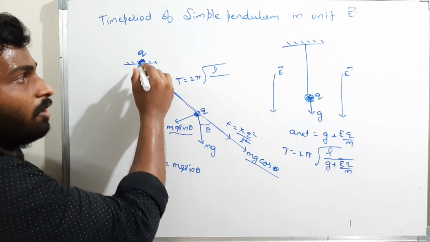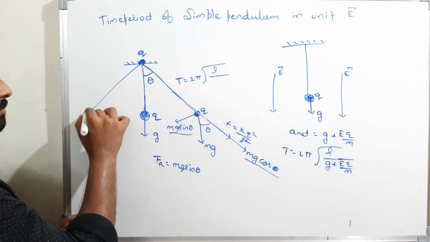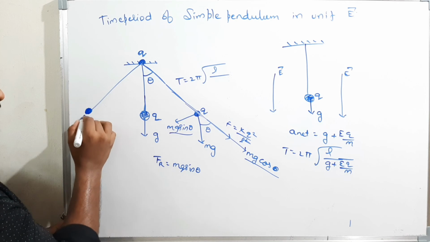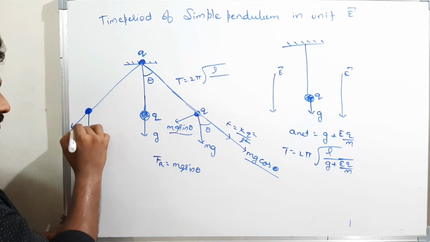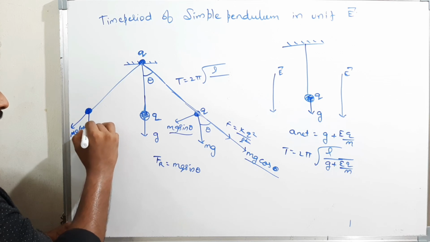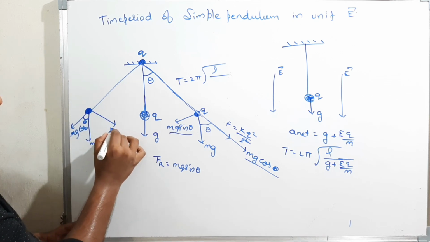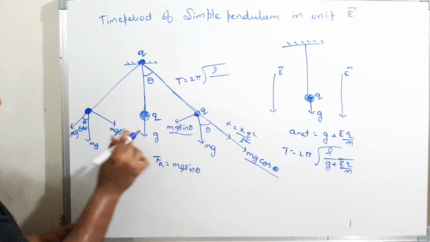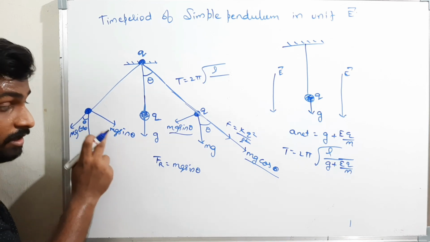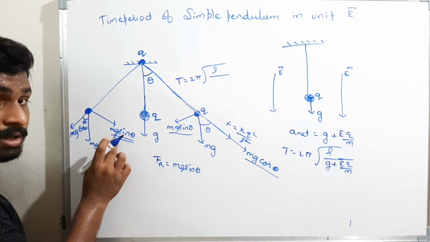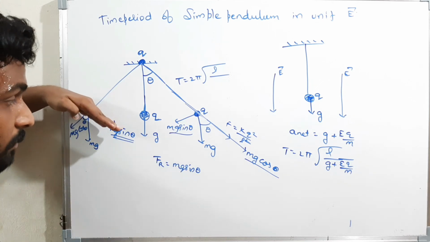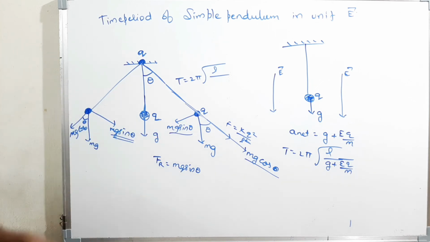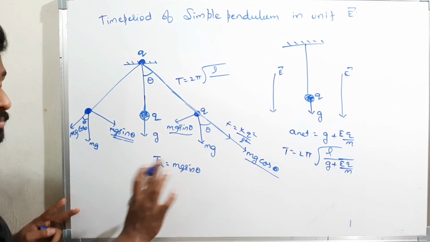That means wherever the body is, even if the body is here, this is mg and this is mg cos theta. This is theta and this is mg sin theta. Even on this side also, only mg sin theta is giving the restoring force. This is the only force which is bringing this bob back to its position. This mg cos theta is doing nothing. Therefore, the restoring force I will take as only mg sin theta.